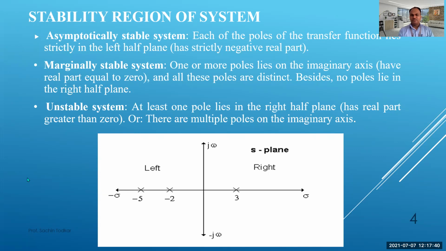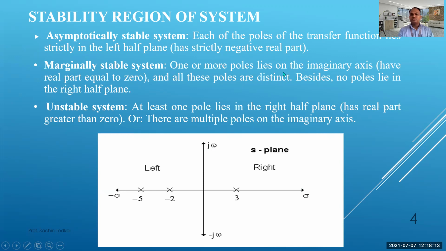So, if the roots of the equation are lying on the left side, then we can consider it as an asymptotically stable system. In this, each of the poles of the transfer function is strictly in the left half plane, that is, a negative real part. Here you can see in the graph, sigma is the real axis and j omega is the imaginary axis.